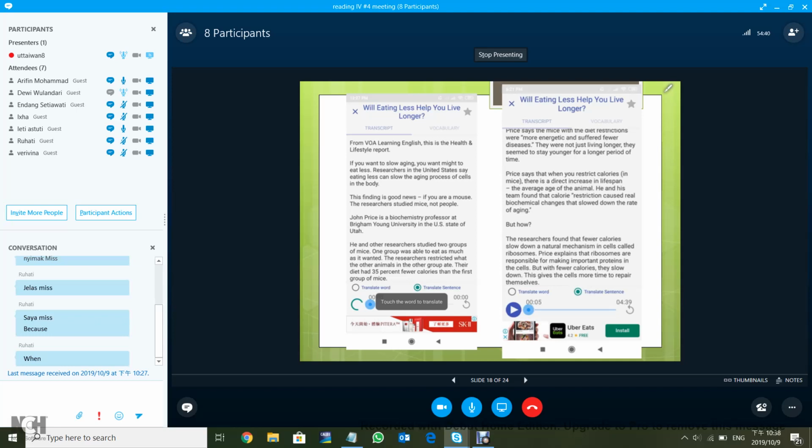Then next, it's just too short. He and other researchers. Restricted. Okay, thank you. Now, could you translate this, please?